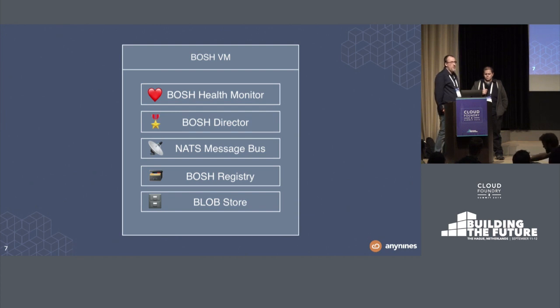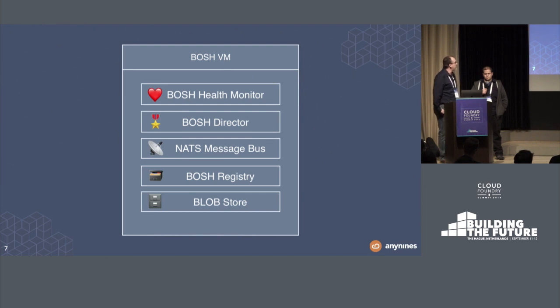The registry: when the director creates or updates virtual machines, all configurations are stored in the registry. So they are used for bootstrapping virtual machines. When a virtual machine is gone, the information can be taken out of the registry.